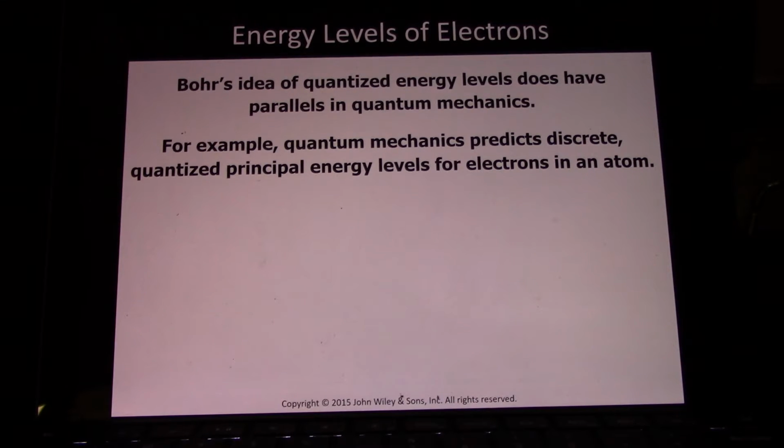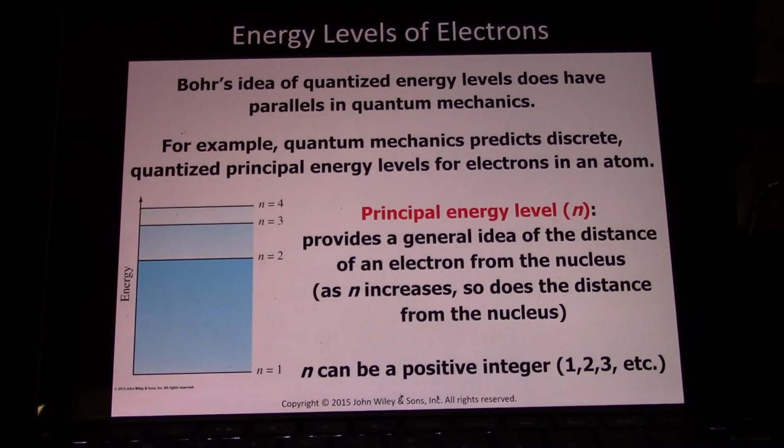Bohr's idea of quantized energy levels had parallels in quantum mechanics. For example, quantum mechanics predicts discrete quantized principal energy levels for electrons in an atom. The principal energy level is your base energy level, and it can be 1, 2, 3, 4, 5, 6, 7. It's just 1 or greater, and it's always a small whole number, and it tells you which energy shell you're in with electrons. So your principal energy level determines your energy shell.